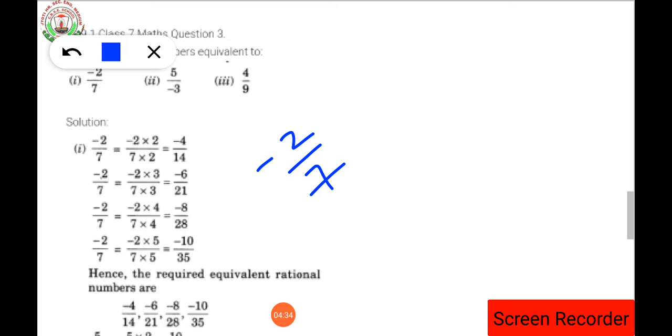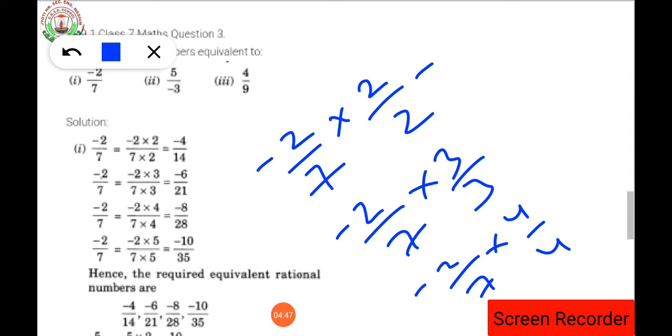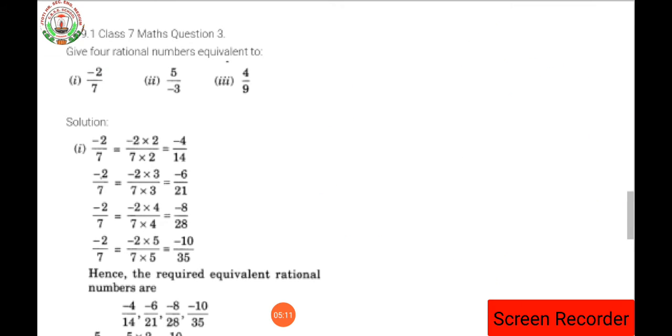So in order to find equivalent numbers, multiply by 2, multiply by 3, multiply by 4, 5, 6, 7, 8, whatever numbers you want. Okay, so here it will be 4 by 14, here it will be minus 6 by 21, here it will be minus 8 by 24. Like this, when you cancel these numbers, you will get the same answer, minus 2 by 7. So this is the solution.